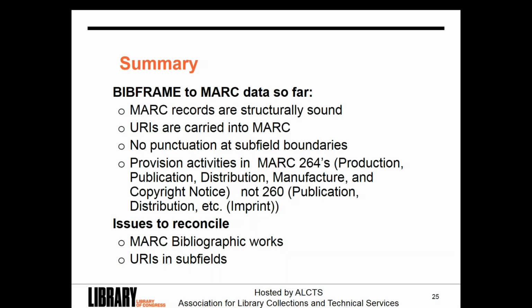Another thing that we notice in these records is that when we may have had a 260 in MARC when we went into BibFrame, when we come back from BibFrame, everything maps into 264s because 264s have a little bit more information. They identify the roles of the provider. But we still have issues to reconcile, and they're significant. We have the MARC bibliographic works. What are we going to do about the works and the title authority records? And then we have the URIs at the subfield level.